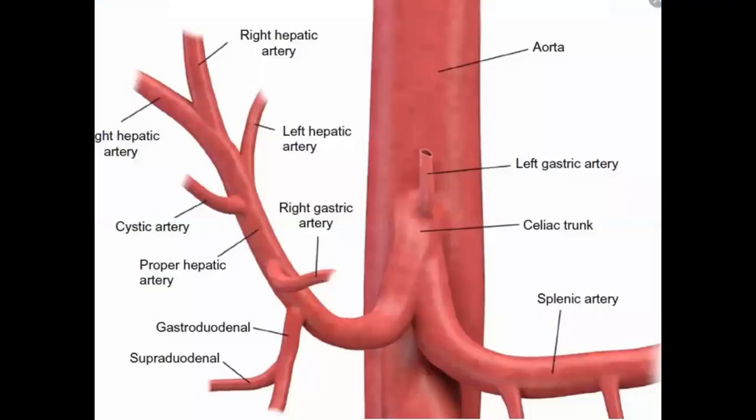This schematic picture is showing the celiac trunk, the splenic artery, and the left gastric artery. And this is the hepatic artery that gives rise to the right gastric artery and the gastroduodenal artery, and then becomes the proper hepatic artery. At the porta hepatis it is divided into the right hepatic artery and the left hepatic artery.